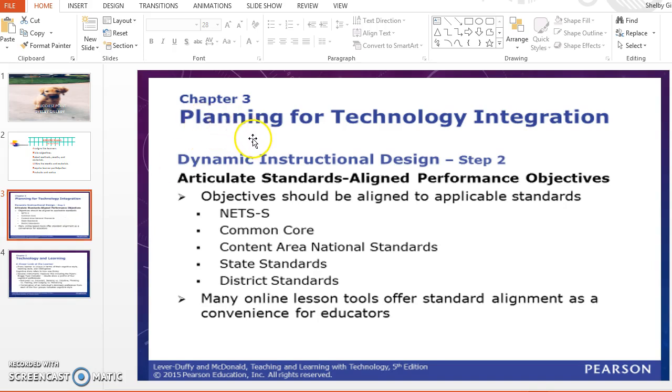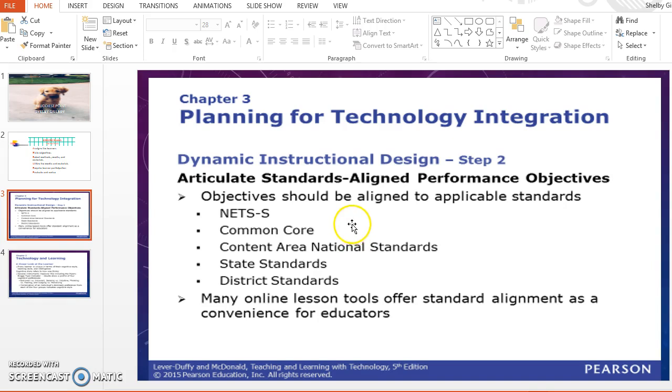And my next muddiest point was with objectives. This statement indicates that objectives are supposed to be aligned to applicable standards. And I found this confusing because I'm not sure if I'm supposed to, as a teacher, make the objectives fit into neat little categories of NETS, Common Core, content area national standards, state standards, or district standards, or if I'm supposed to have objectives that can meet all these requirements at once.